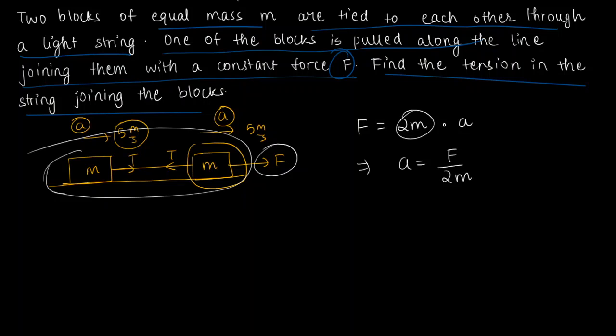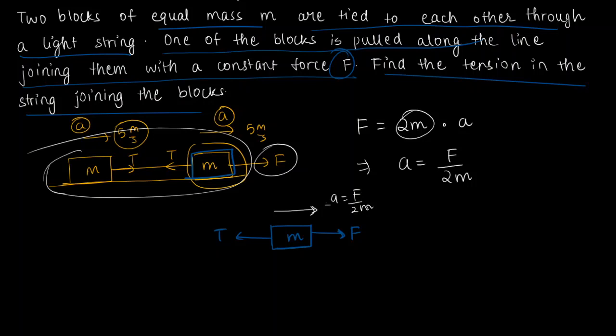Now, if you take these two separate blocks, if you take the first block, this first block has two forces acting on it. There is the F horizontal force, and then there is the tension. The sum of these two forces must give you an acceleration in the right direction, and that acceleration should be equal to F over 2m, since that is the acceleration for the entire system.